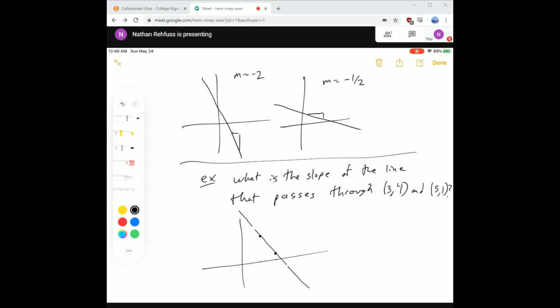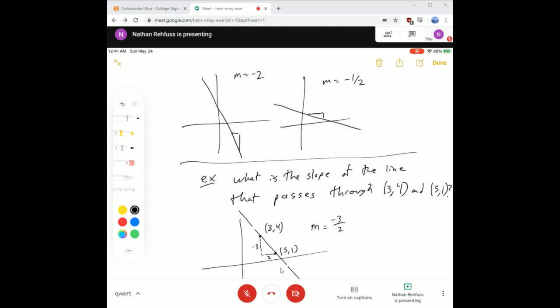So the rise from (3, 4) to (5, 1), the rise is actually -3. We're going to go down from 4 to 1. The run is +2. We go up from 3 to 5. So the slope is rise of -3 over run of 2. So our answer is going to be -3/2. We'll just leave it looking like that.